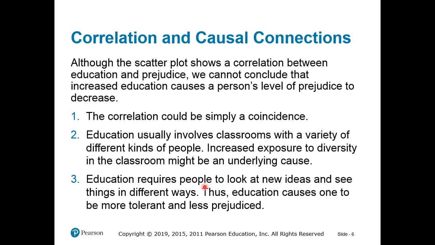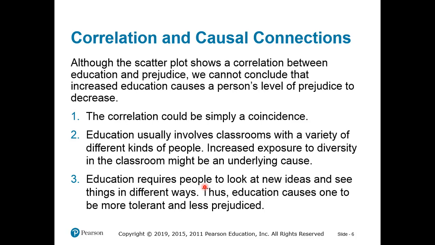Now although the scatter plot shows a correlation between education and prejudice, we cannot conclude that increased education causes a person's level of prejudice to decrease. So we can't say that there's a cause-effect relationship here. We can say that there's a relationship, but we can't say that it's a cause-effect relationship. One, the correlation could simply be a coincidence. It could be a fluke.